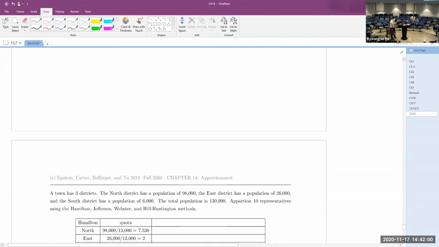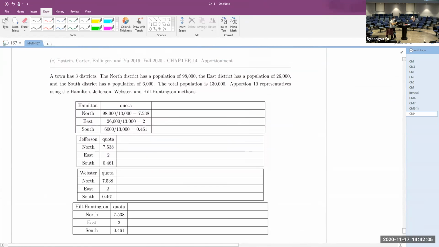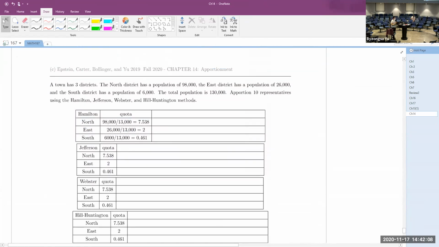Okay, then let's deal with one more example. Then we just end this chapter. A town has 3 districts, and North District has a population of 98,000, East has 26,000, South has 6,000. So the total population is 130,000. Then apportion 10 representatives using the Hamilton, Jefferson, Webster, and Hill-Huntington methods. So here we already know what the quota is, so I use just the quota.